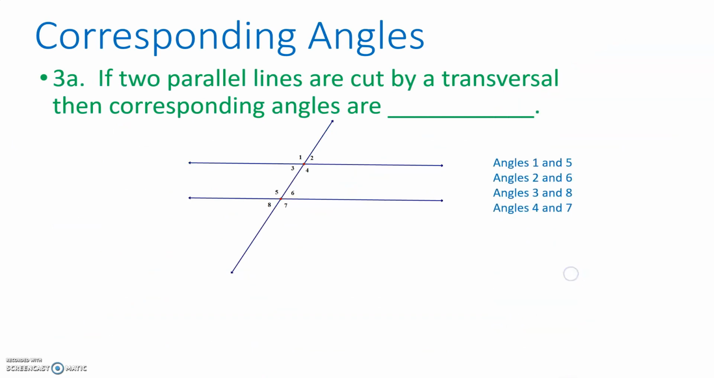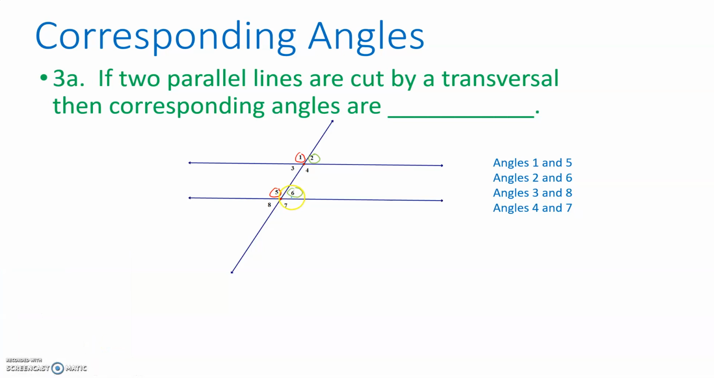Corresponding angles are 1 and 5, 2 and 6, 3 and 8, 4 and 7. By corresponding, that means they're on the same side of the transversal and on the same sides of the parallel lines. So here's 1 and here's 5. They're both to the left of the transversal and they're both above their parallel line. I'll switch colors. This is 2 and this is 6. They are also corresponding angles. 2 and 6 are on the right of the transversal above their parallel lines.